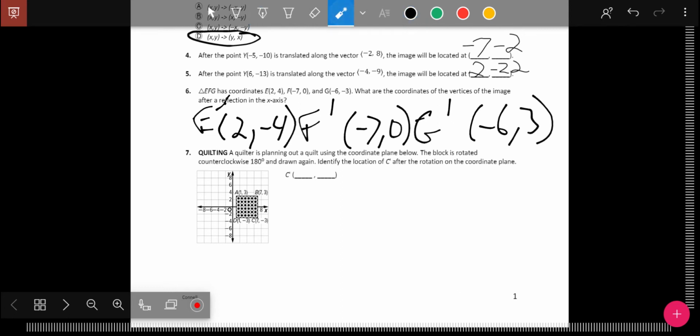Number 7. If you were going to do a 180-degree rotation, you've got to have the rule. What is the rule for 180-degree rotation? For 180-degree rotation, (x, y) becomes (opposite x, opposite y). And so C right here is (7, -3), and the opposite is -7, and the opposite of -3 is +3.